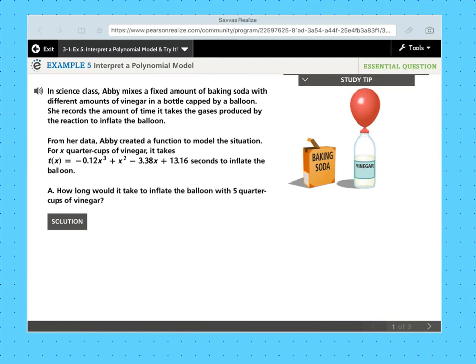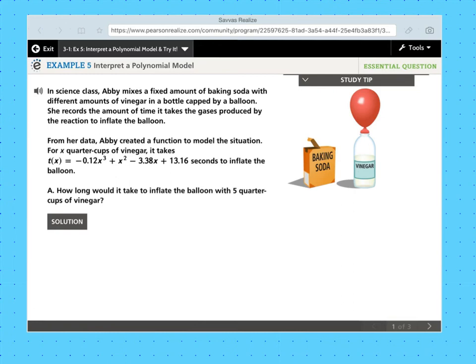From her data, Abby created a function to model the situation. For x quarter cups of vinegar, so pay attention, it's x quarter cups of vinegar, it takes this amount of time, which is this equation, in seconds, to inflate the balloon. So how long will it take to inflate the balloon with 5 quarter cups? So when x equals 5.